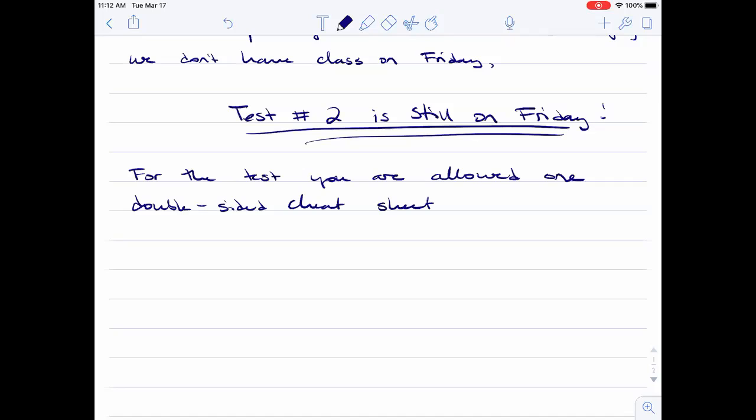Write notes to each other, not so chatty. You can write notes to each other or text each other, something silent.